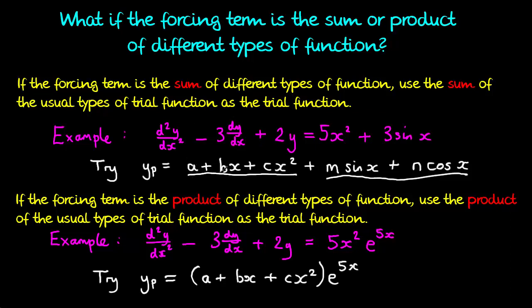And finally, having chosen the trial functions for the particular integral, what you would do in order to get the solution to the differential equation is to substitute the form of the particular integral into the original differential equation and then compare coefficients of terms you've got on the left hand side and on the right hand side. So for instance, with this top one, you'd have some expression involving a, b, c, m and n on the left hand side, and you'd check that the coefficients of x squared on both sides should be equal to 5, the coefficient in front of any sine x terms should be 3, the coefficient in terms of any cos x terms should be 0, and so on. So you just equate the coefficients.